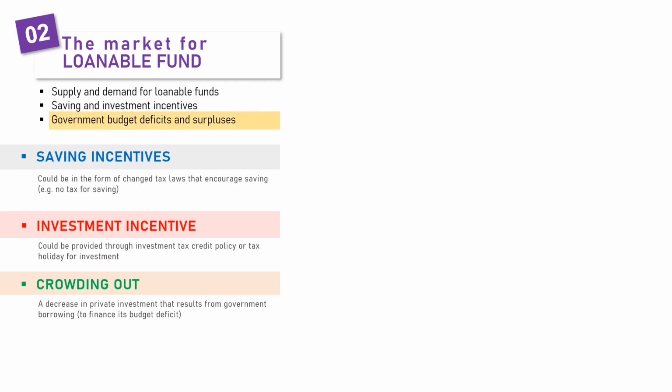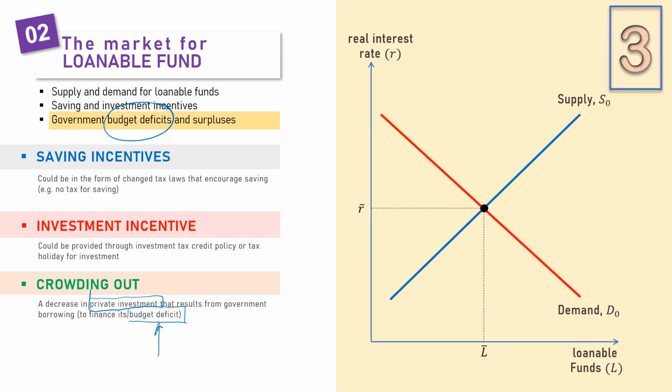Now let's talk about the crowding out effect. And you may look at the definition here. Crowding out effect is a decrease in private investment that results from government borrowing to finance its budget deficit. So look at the keywords here. Private investment decreases because the government is running a budget deficit. All right, so now let's take a look at the diagram here. What will be affected by the budget deficit?